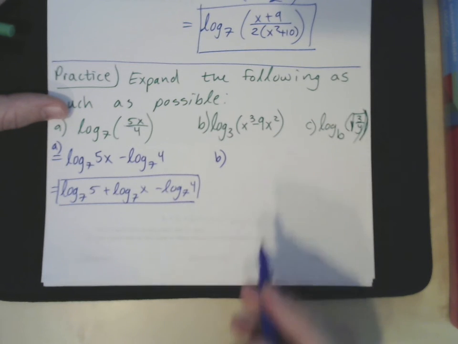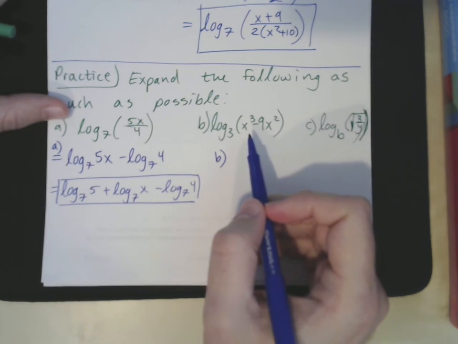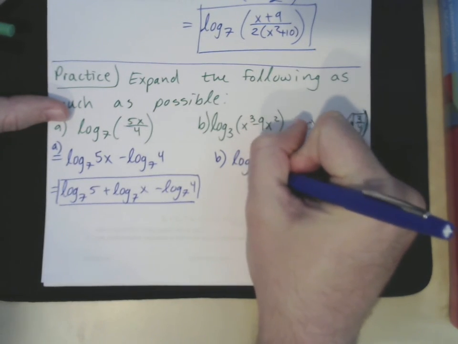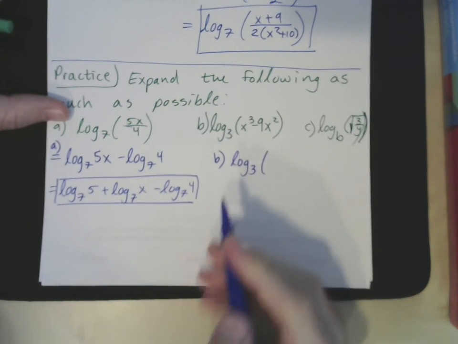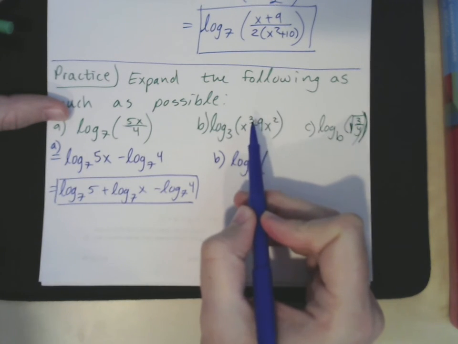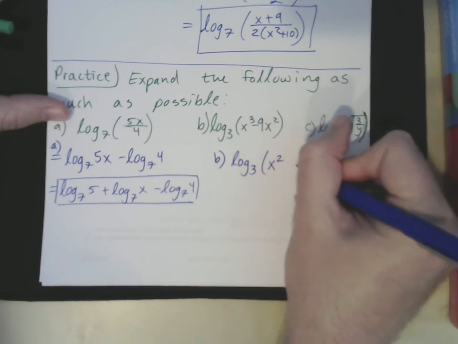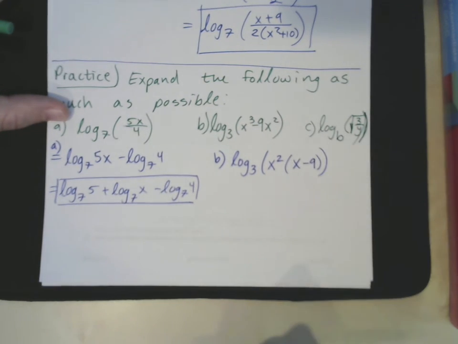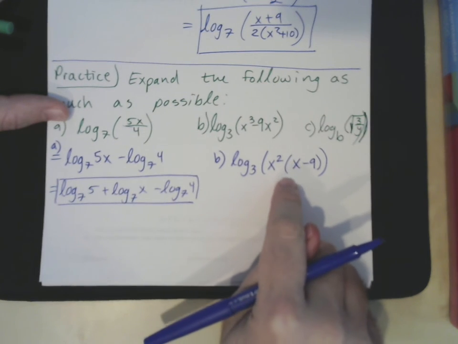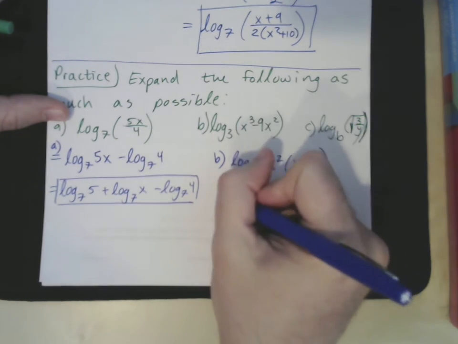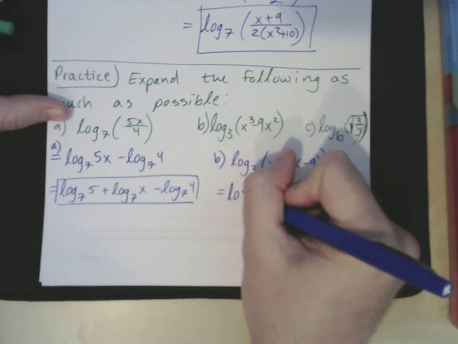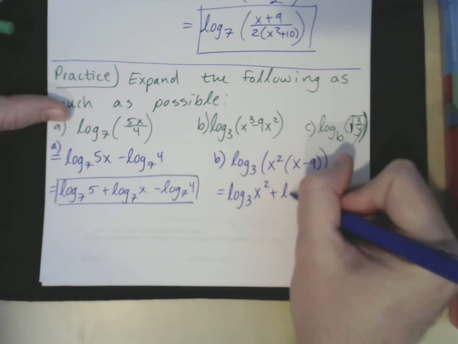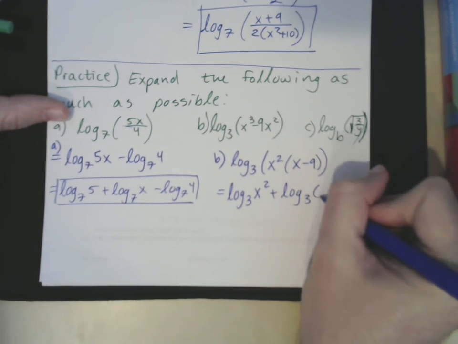Now for B, I don't have any multiplications here, but we can get clever. We're allowed to do algebra inside the argument of a logarithm. So I do notice that I have an x cubed and an x squared, so I can factor an x squared out and get x minus 9. So now I have a multiplication, x squared times x minus 9. And I can write this as log base 3 of x squared plus log base 3 of x minus 9.